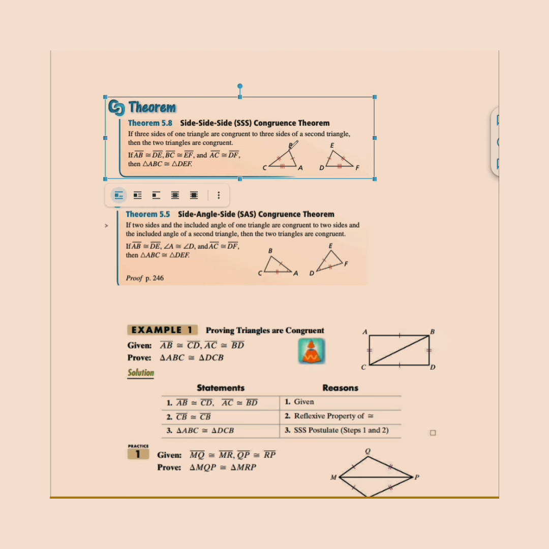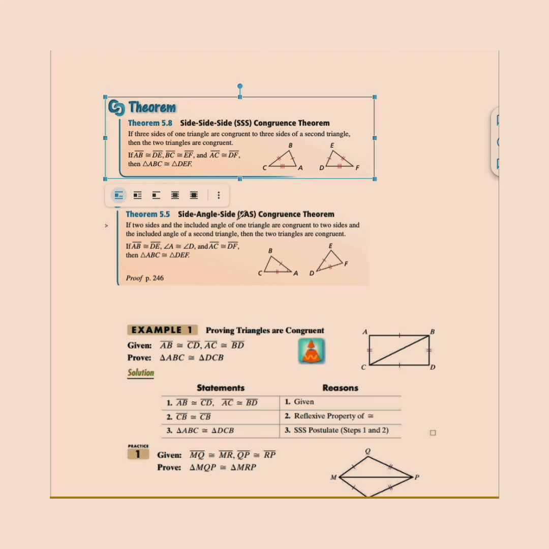If I have triangle ABC and the corresponding sides are congruent, so I can see that line segment AB is congruent to line segment DE, line segment BC is congruent to line segment EF, and AC is congruent to DF, then from the side-side-side congruence theorem, triangle ABC is congruent to triangle EDF. All right, let's take an example.